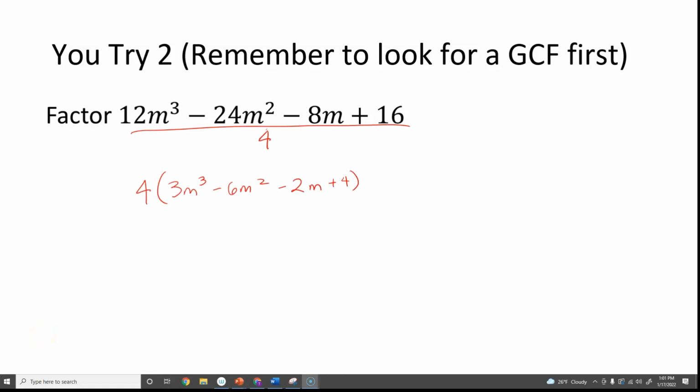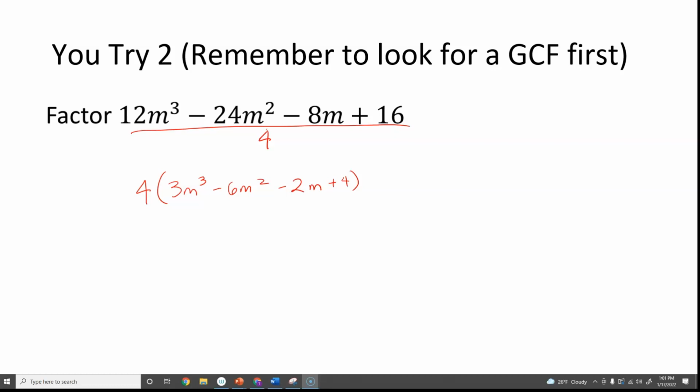Okay, so the greatest common factor of all of these numbers was actually 4. I can take 4 out of 12m cubed, take 4 out of negative 24m squared, take 4 out of negative 8m, and take 4 out of 16. When I do, I'm going to rewrite it as 4 times my remainder, which is 3m cubed minus 6m squared minus 2m plus 4. Now, when I move forward, I no longer have a greatest common factor on the inside of my parentheses. I'm not going to remember this 4 until the end.